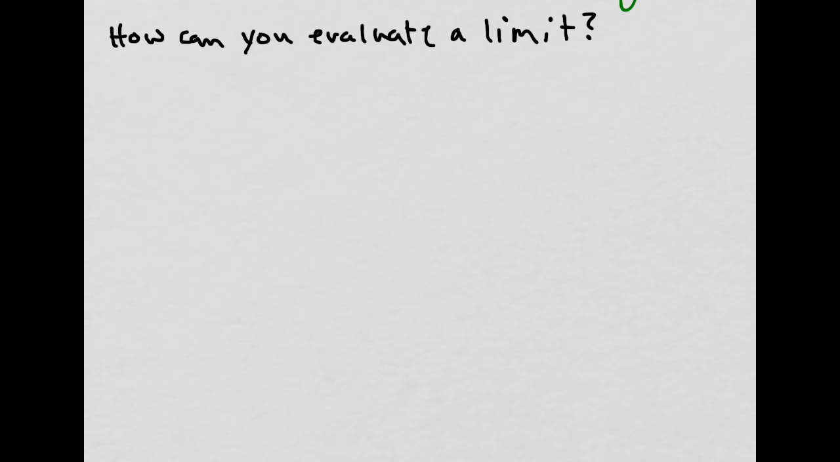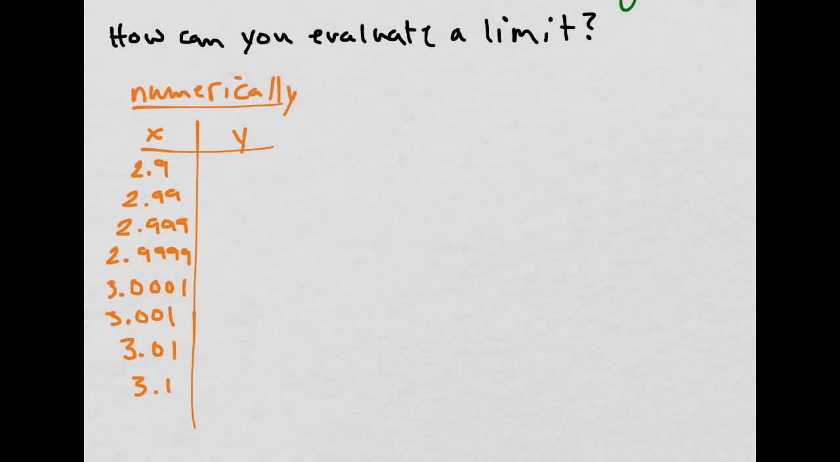How can you evaluate a limit? That's the same thing as saying, how can you see what the y value is approaching as the x is approaching something? Well, just a couple ways. You already know because we've been doing it. You could make a table of values and plug in stuff. So you can do it numerically. That's what it's called. You plug in x values as you're approaching some number.